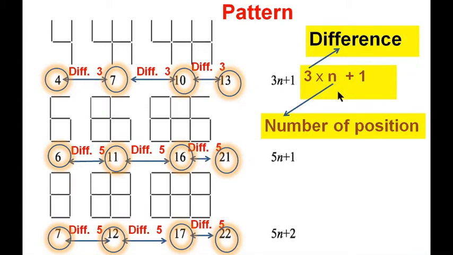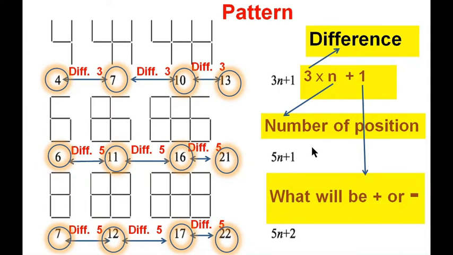So we will know that n is the number of the position. It may be first, second or third, fourth, 10th, 100th, and plus 1 here. It will be plus 1 or minus 1 or plus 5. It will vary according to the formula. We have learned about the formula here. At first, this 3 is for the difference, this 5 is also for the difference, this 5 is also for the difference, and n is the number of the position.